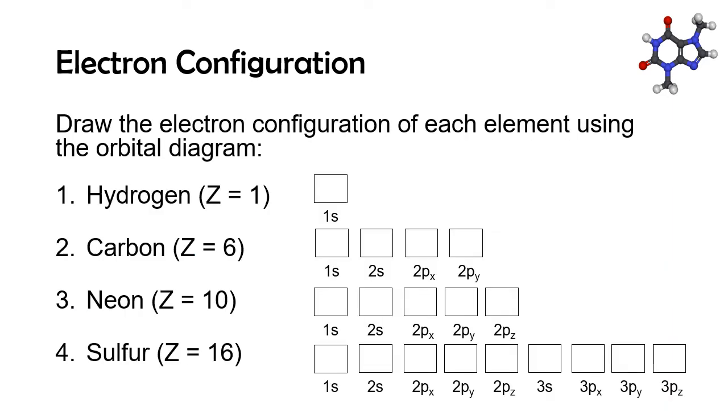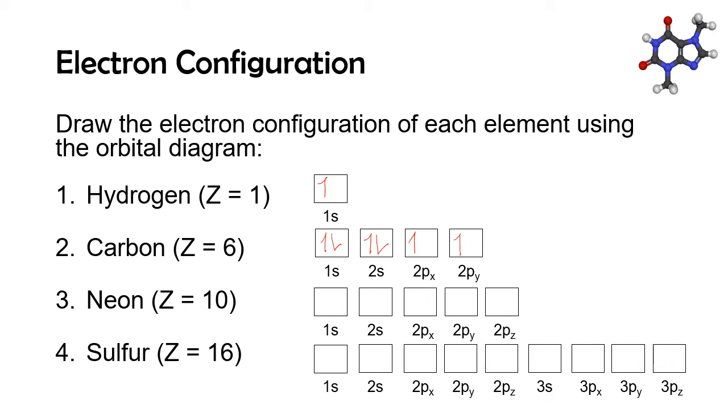Let's draw the electron configuration of each element using the orbital diagram. Hydrogen only has 1 electron, so we draw 1 arrow in the box. Carbon has 6 electrons. To distribute these 6 electrons, we start by completely filling the lower energy orbitals first before filling the higher energy orbitals. So, we put 2 electrons in the 1s box, 2 electrons in the 2s box. This leaves us with 2 more electrons to distribute. According to Hund's rule, we fill each orbital singly first before double filling them.